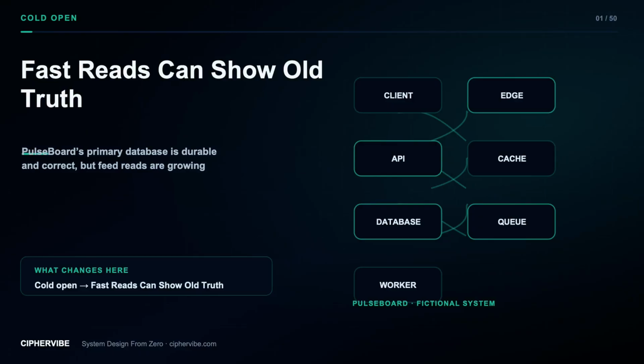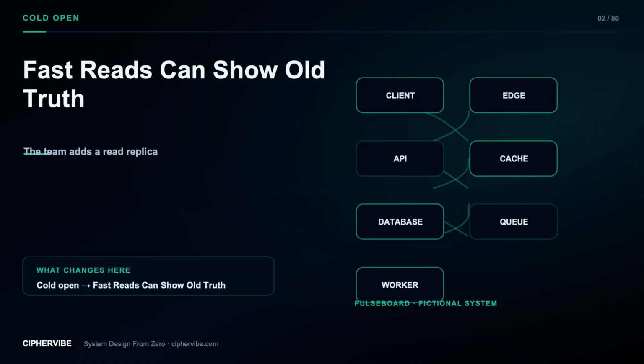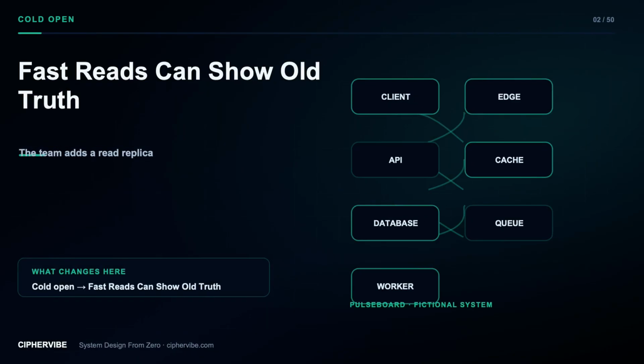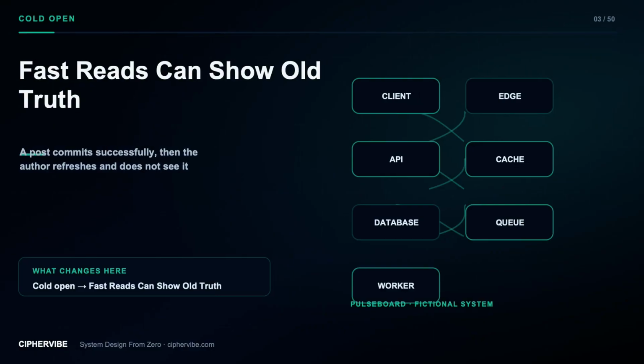PulseBoard's primary database is durable and correct, but feed reads are growing. The team adds a read replica. A post commits successfully, then the author refreshes and does not see it because the read went to a replica that is 2 seconds behind.